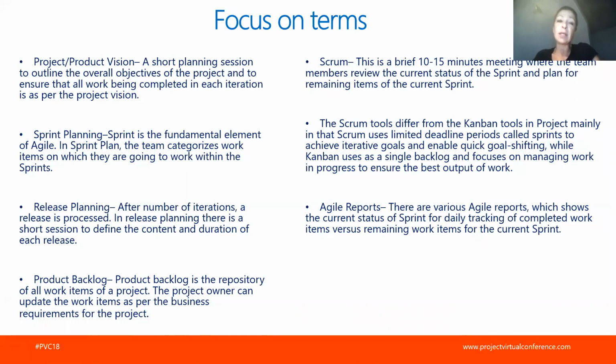Product backlog, this is something that we will see in the interface as well. Basically, it is the repository of all the work items. Work items are the activities, the tasks that we are assigning to our team. The project owner can update the work items as per the business requirements. So while we review the activities, the work items that have been released, we can also review the list of the work items in the backlog, change them, change the priority, and change the association to the specific sprint.